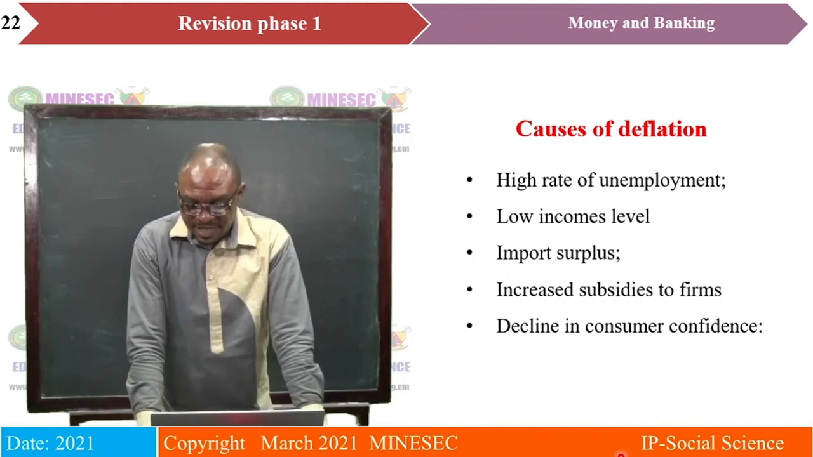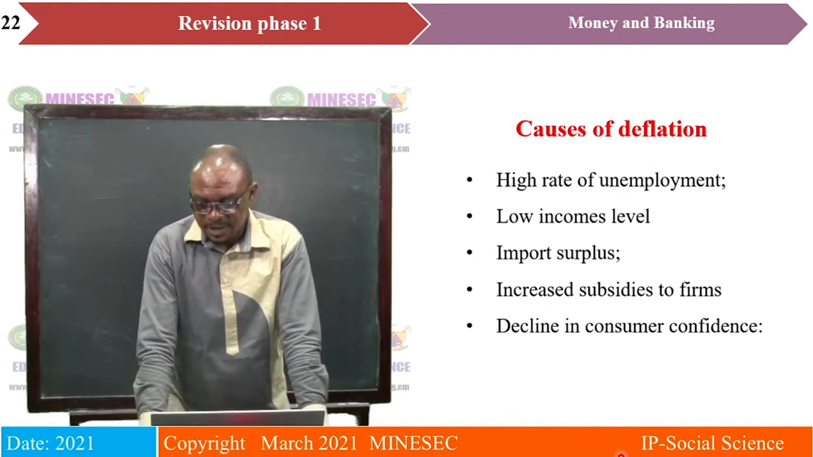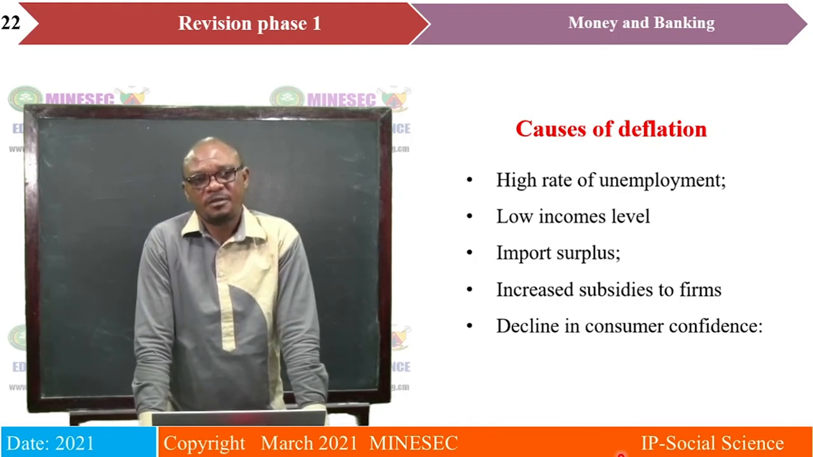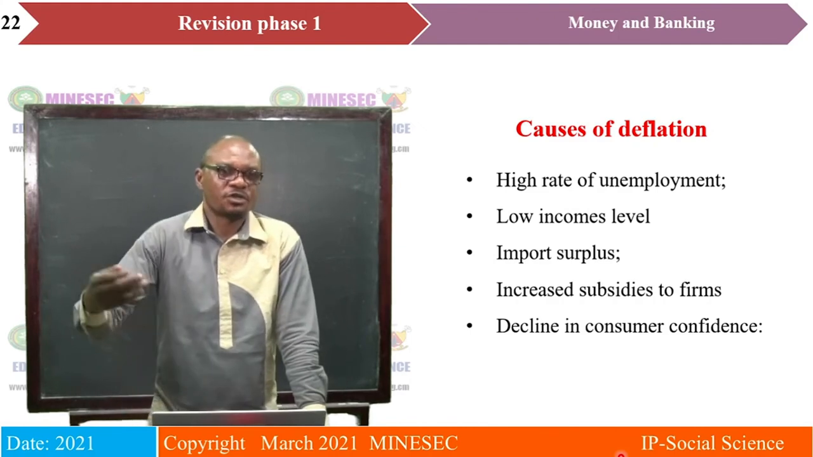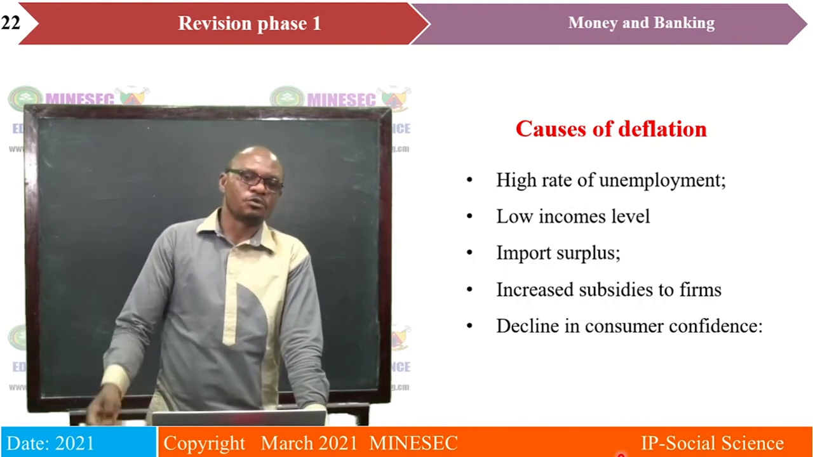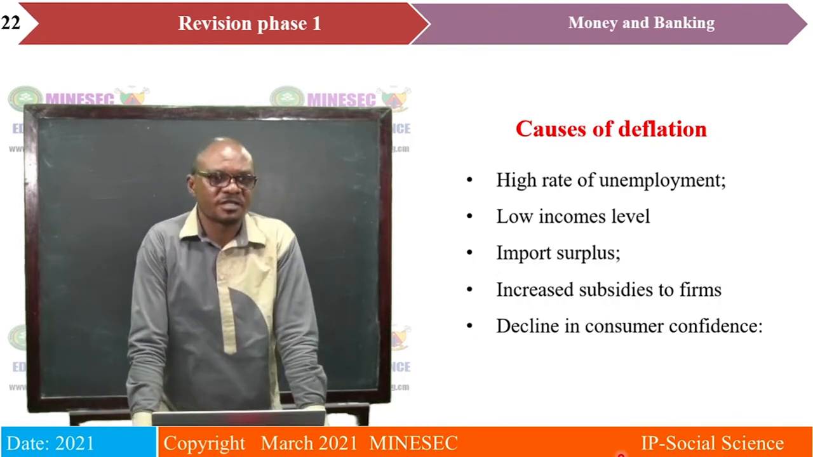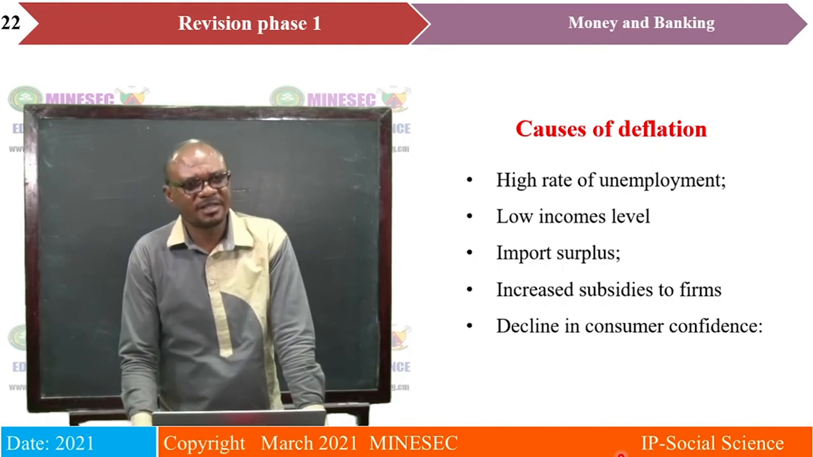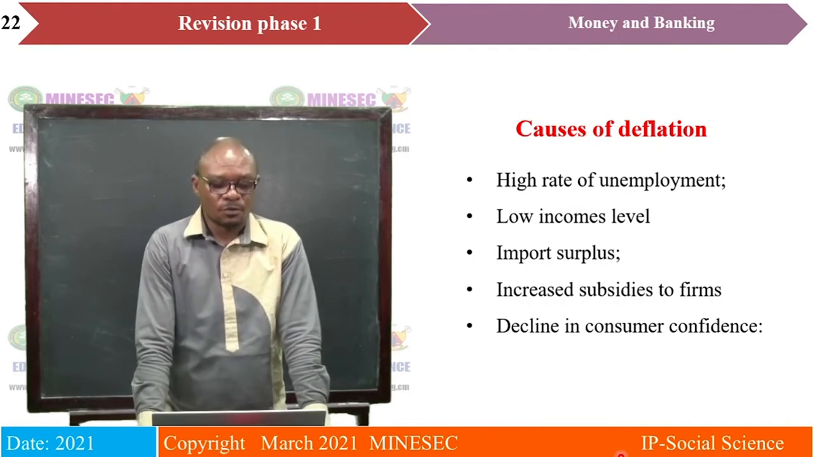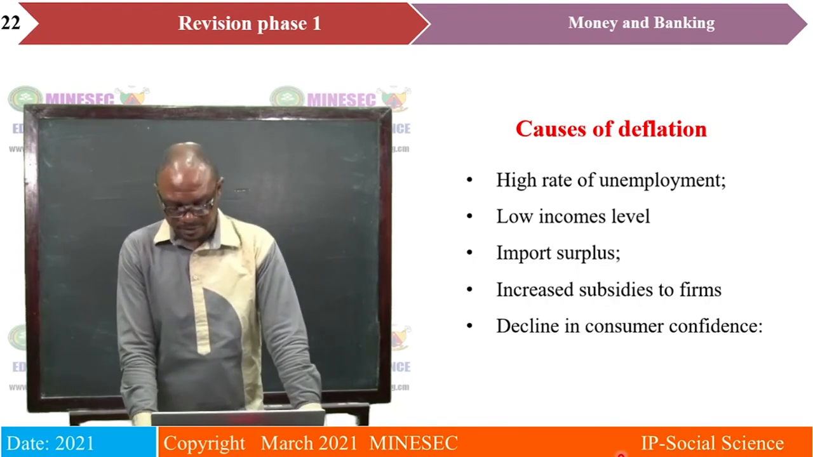And finally, we have decline in consumer confidence. When consumer confidence reduces, it simply means that they have some kind of pessimistic view about the future, possibly with the expectation of fall in income levels or high levels of unemployment in future. That would make them cut back on their purchases. That would cause them to reduce their demand for goods and services, and possibly increase savings in order to save for rainy days. So this fall in the demand for goods and services will also lead to deflation in the economy as price level is falling.